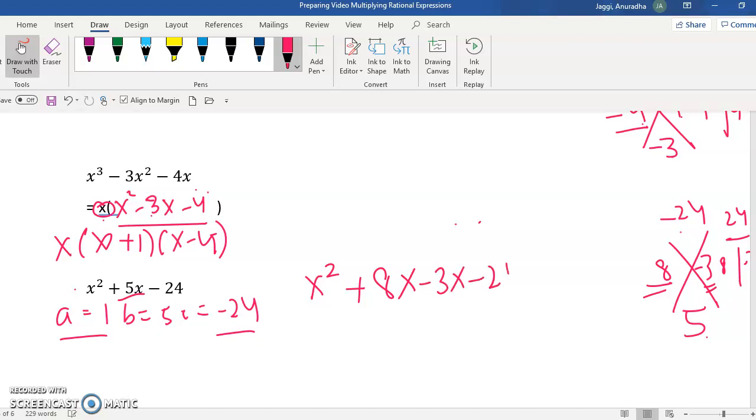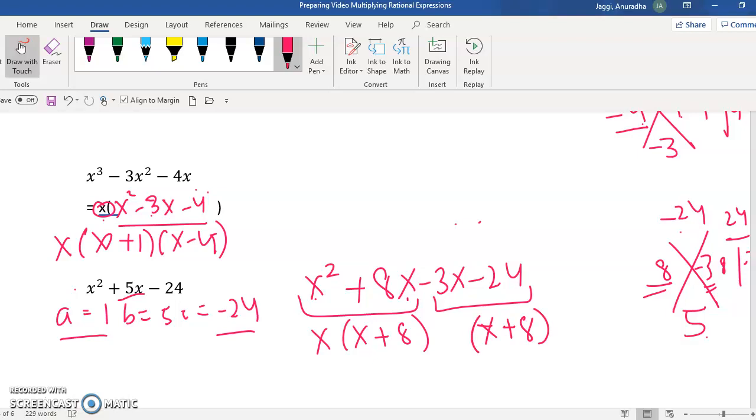3x minus 24, and I can pair these up and take the common factor. So both of them have x. I can take the x out. What remains inside is x plus 8, and I repeat this factor x plus 8 and copy down this negative 3, making sure negative 3x minus 24. So my two factors here are x minus 3 and x plus 8. Okay, x minus 3 and x plus 8.